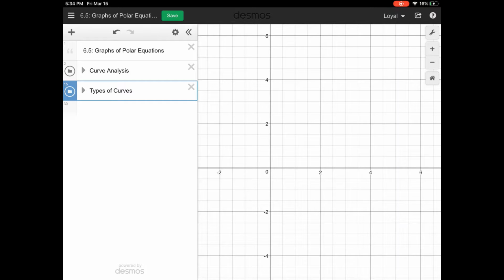And the second thing I want us to look at is just the types of curves. What can we make with polar equations? What are some cool shapes we can do? And so we're going to look into those as well. So let's go ahead and start off with curve analysis.